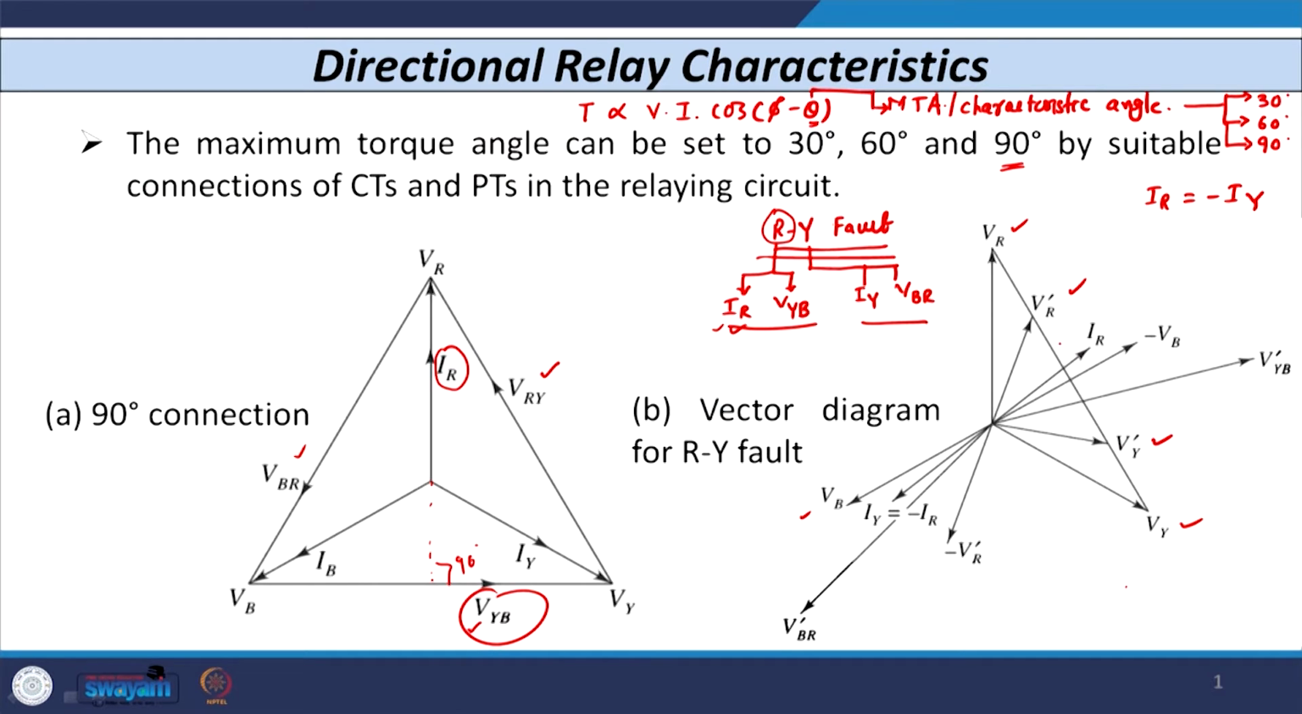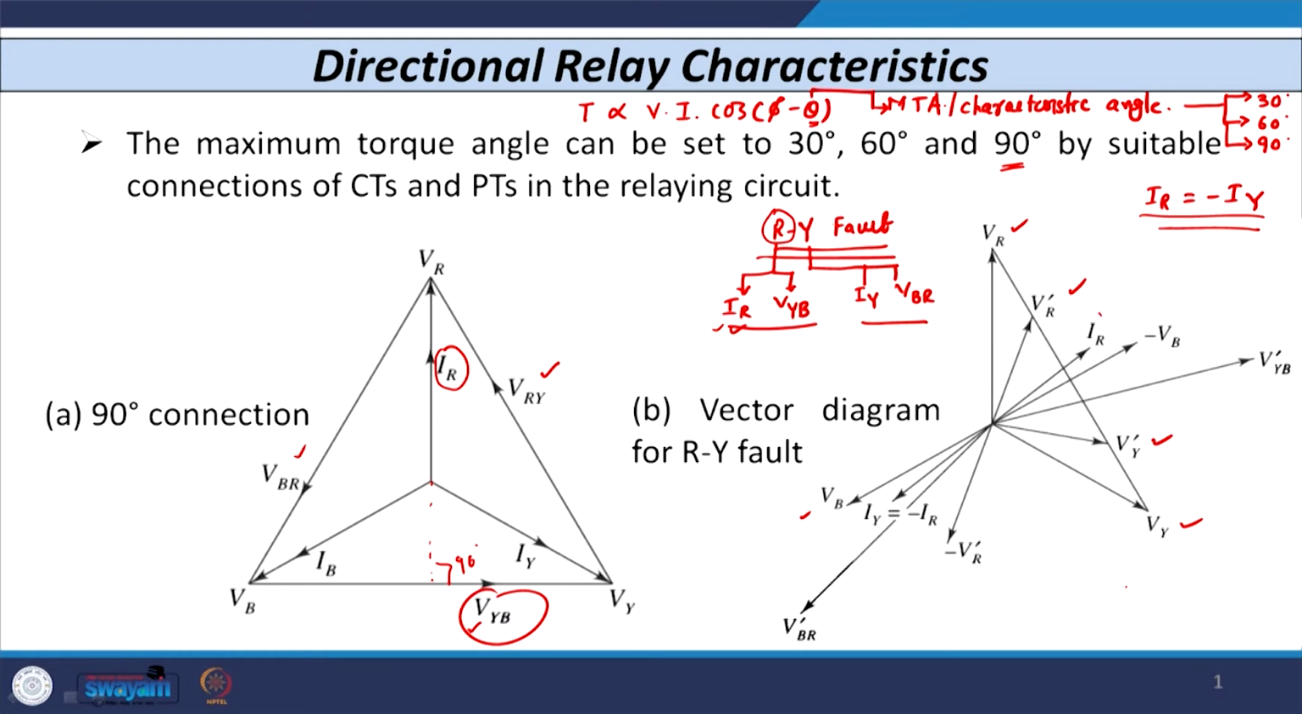So, the IR current lags the voltage VR dash, or VR, by some angle, and similarly you can see that IY is exactly opposite of this IR. So, IY comes out here, and the angle between IY and Vy or Vy dash is also very high, because I told you whenever fault occurs the value of phi varies from 70 to 90 degrees.